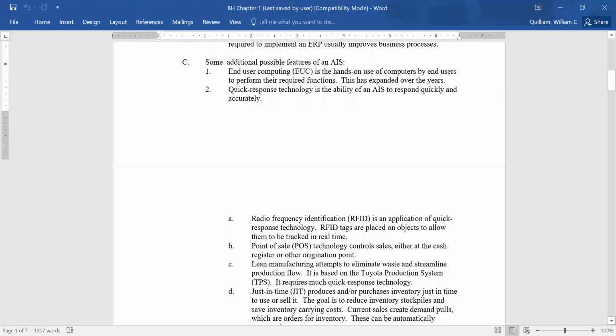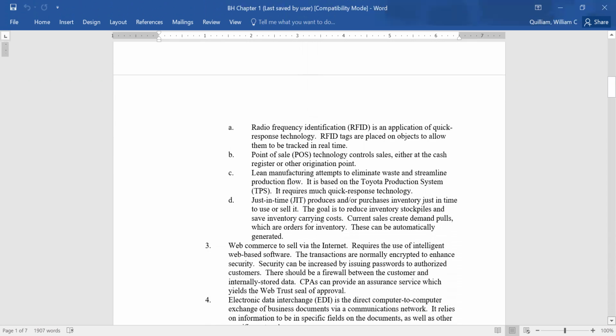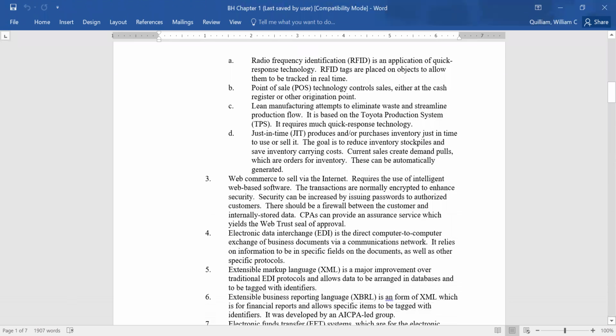Then second, quick response technology is the ability of an accounting information system to respond quickly and accurately. Let's see some things with this. First of all, radio frequency ID, RFID. It's an application of quick response technology. And RFID tags are placed on objects to allow them to be tracked in real time. So if we think, for example, about a pet being chipped, that's an example of RFID.